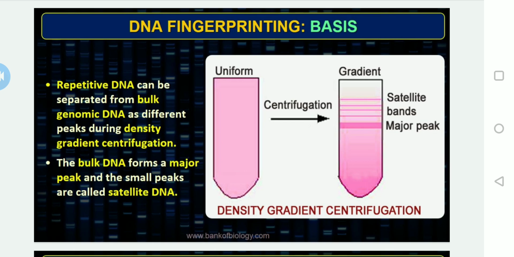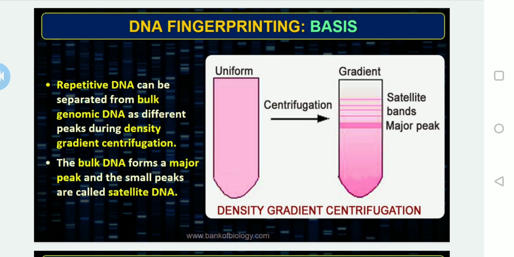So this is very important. The repetitive DNA can be separated from bulk genomic DNA as different peaks during density gradient centrifugation. On what basis will they separate? Based on the density gradient centrifugation. The bulk DNA forms a major peak, and the small peaks are called satellite DNA.